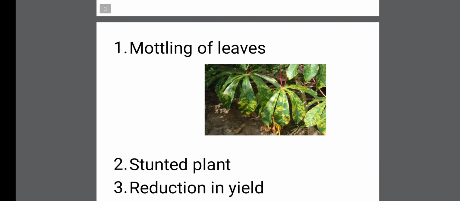Now, what do you understand by mottling of leaf? Mottling of leaves simply means when there are patches or spots on the surfaces of leaves, just like what you can see here.